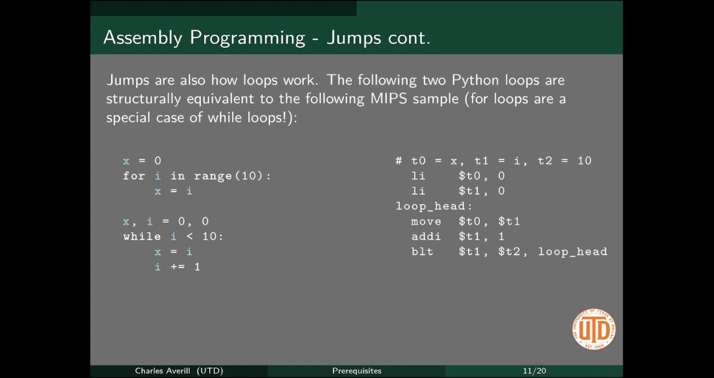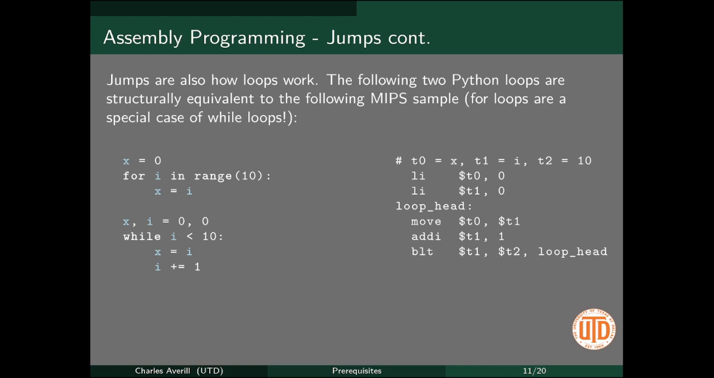All right, so jumps are also how loops work. Again, here's a Python block on the left, and here's a MIPS block on the right, and they are functionally equivalent. So we're going to set a value x to 0, and then for every number in the range 0 through 9, we're going to set x equal to that value. This really doesn't do anything but set x to 9 in a more complicated way, but let's look at how it translates to assembly.